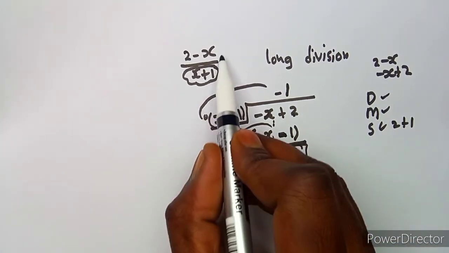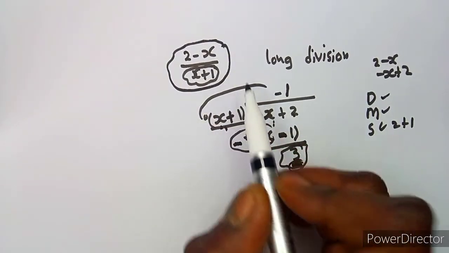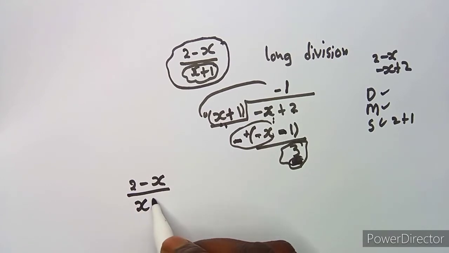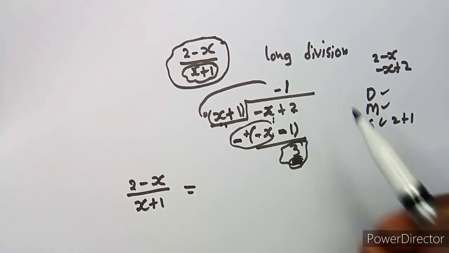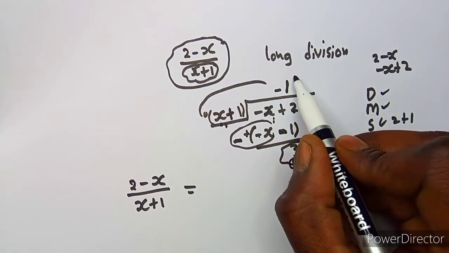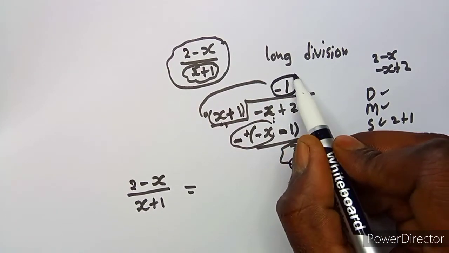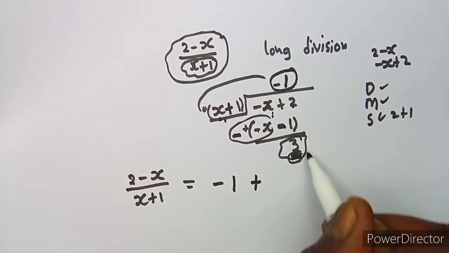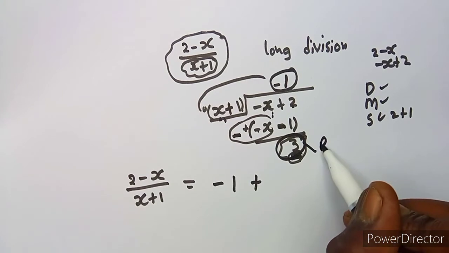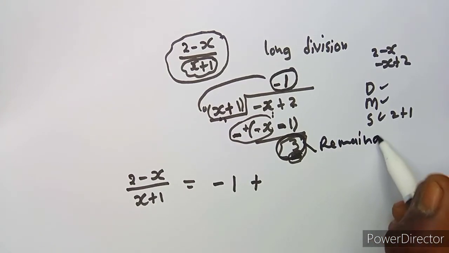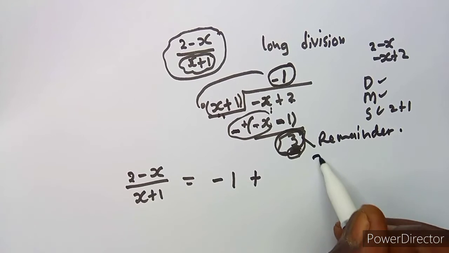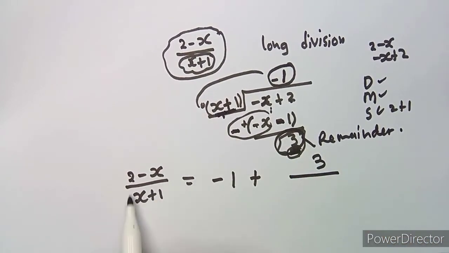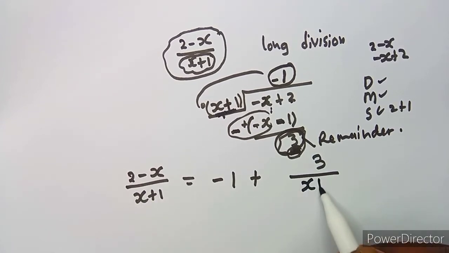But your answer now, it means this part is what you were dividing. So when you divided 2 minus x by x plus 1, what did you obtain? This is the exact value that you obtained. So you're going to write this as minus 1 plus this here, which is your remainder. This is the remainder that you obtained. So it's the remainder over the denominator, the one that was dividing, which is x plus 1.